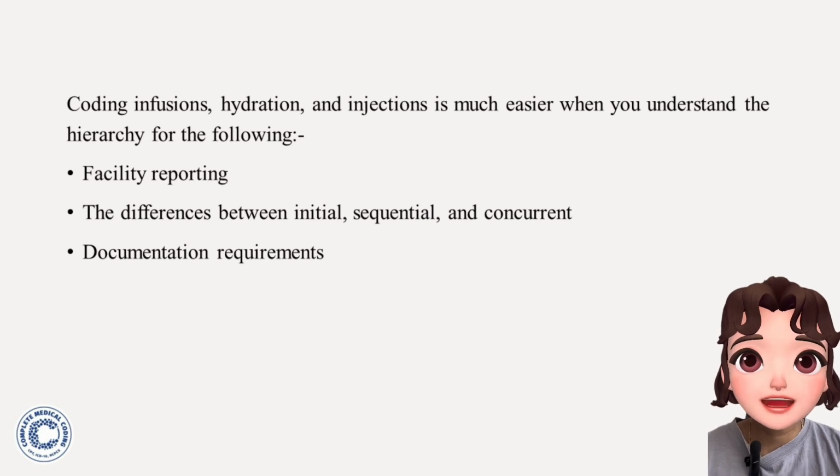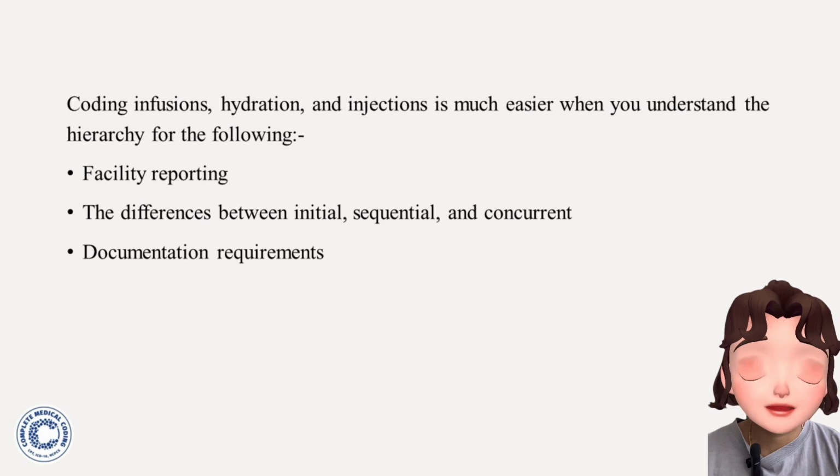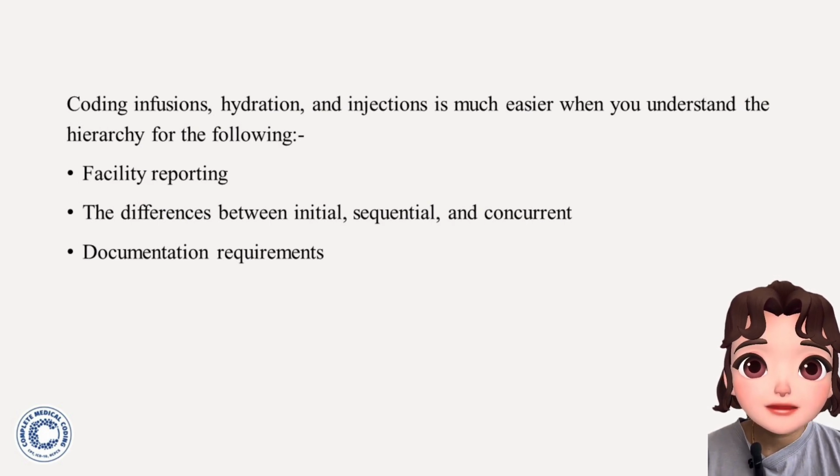Coding infusions, hydration and injections is much easier when you understand the hierarchy. Basically there are three hierarchies for coding infusion, hydration and injections. The first one is facility hierarchy or facility reporting. The second is that you should know the differences between initial, sequential and concurrent. And last, documentation requirements. What are the documents that we need to include? So let's check one by one.